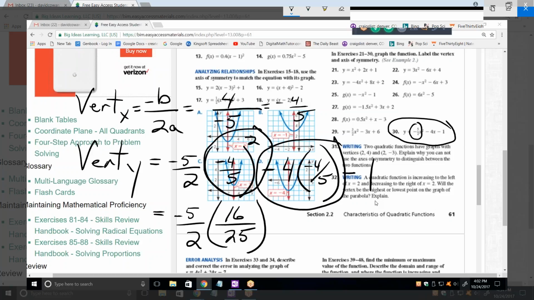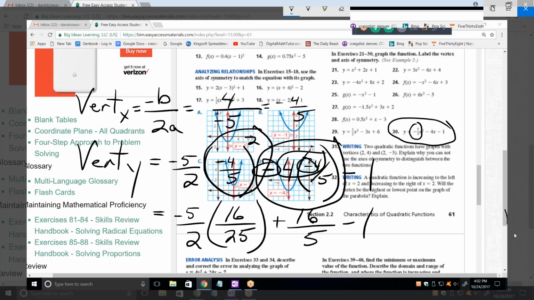8 over 5, because the 4 and 5 don't. You're multiplying, not subtracting. Oh, right. So it's 16 over 5. Okay. And it's a plus because I have a negative sign there and a negative sign there, which I'm multiplying together gives me a plus. Right. Okay.